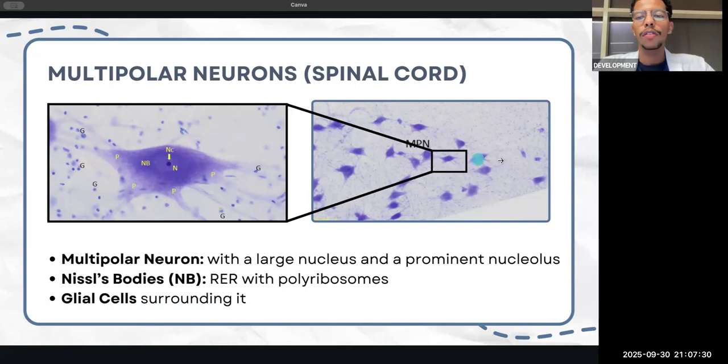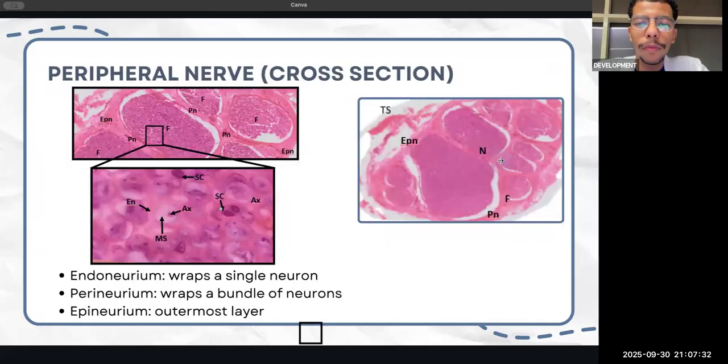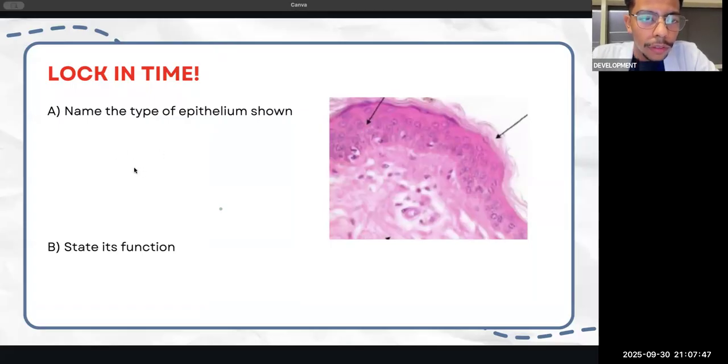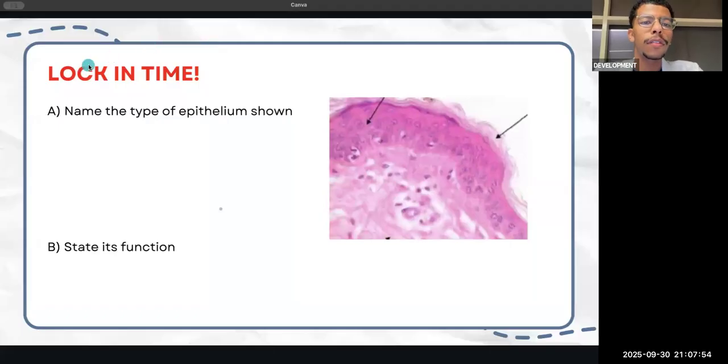Okay, I want you guys to solve this question. Name the type of epithelium shown and state its function. Stratified squamous keratinized epithelium. And function? Protection. Yes.